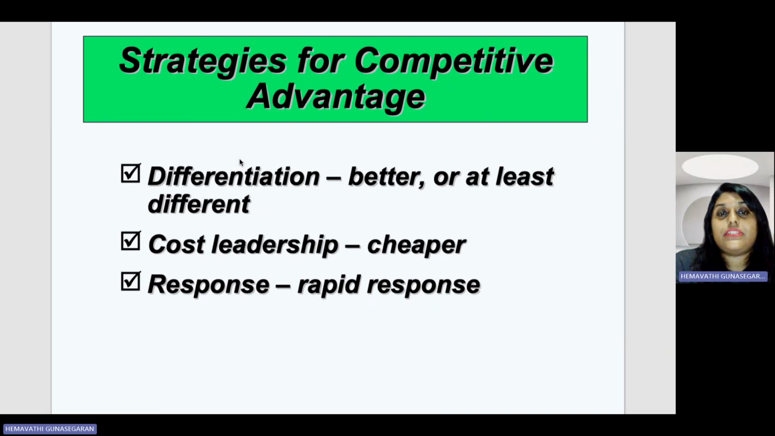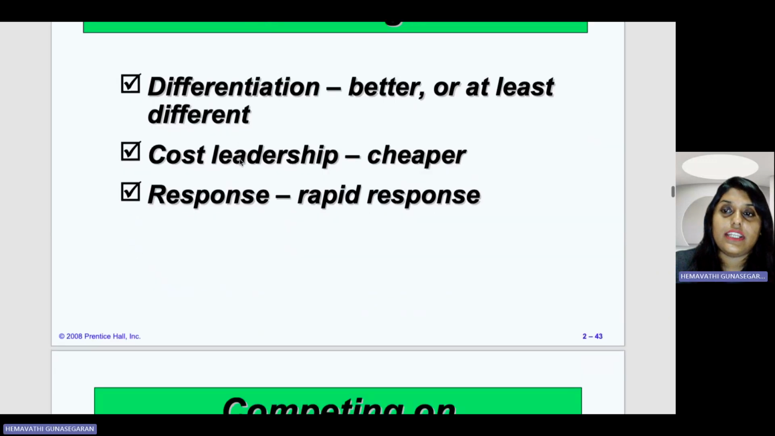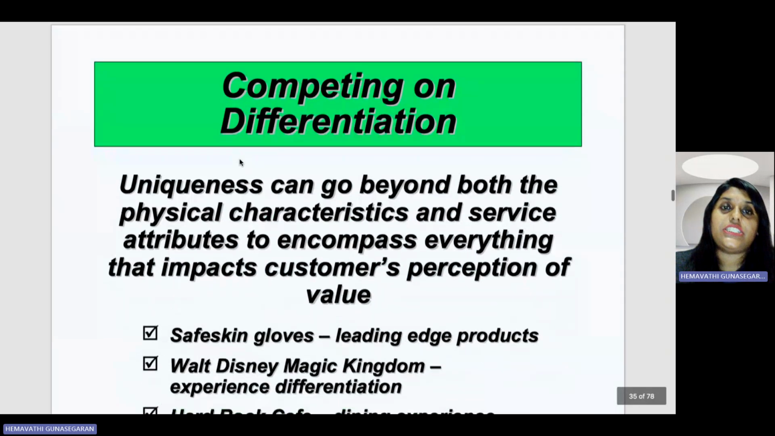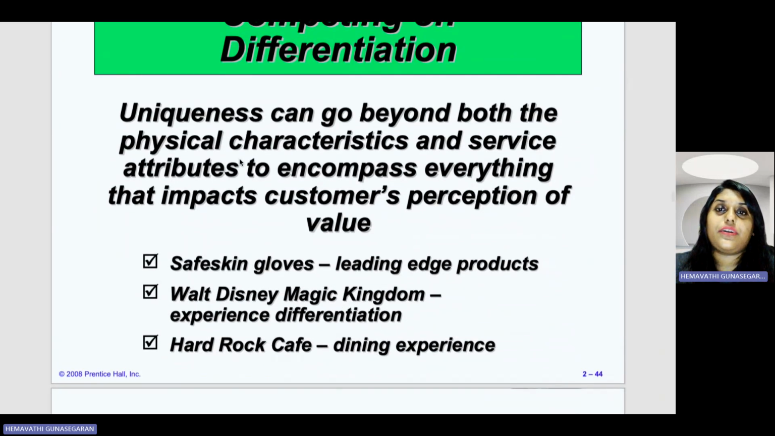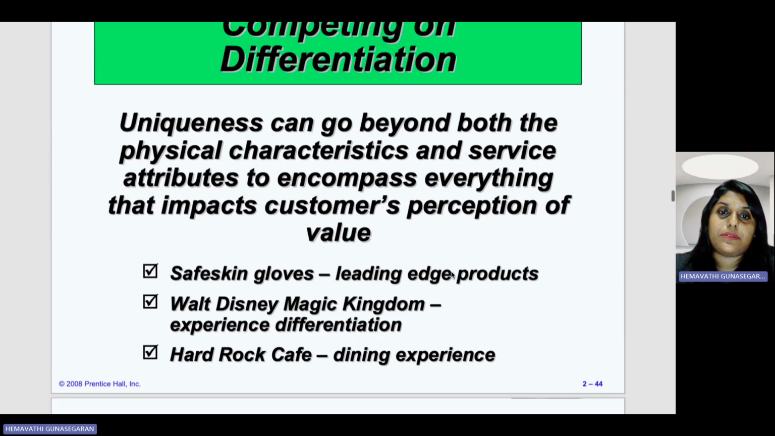All right. These key elements or key strategies are the ones that are going to be a competitive advantage for your company, so that when you go for globalization, you need to ensure that you have these elements to stand out from other companies that provide the same product or services as your company. All right. So competing on differentiation, uniqueness can go beyond both physical characteristics and service attributes to encompass everything that impacts customers' perception of value. Safe skin gloves, leading edge product, Walt Disney Magic Kingdom, experience differentiation, Hard Rock Cafe, dining experience, right?